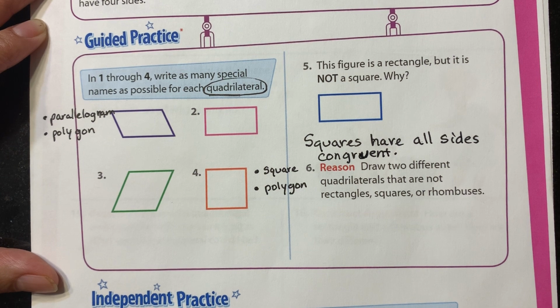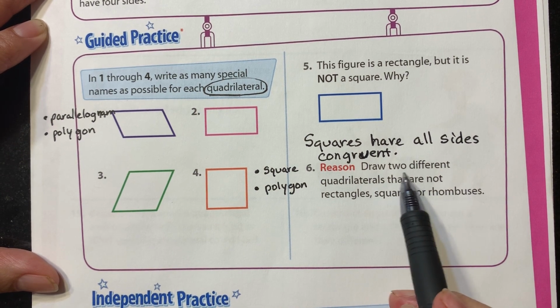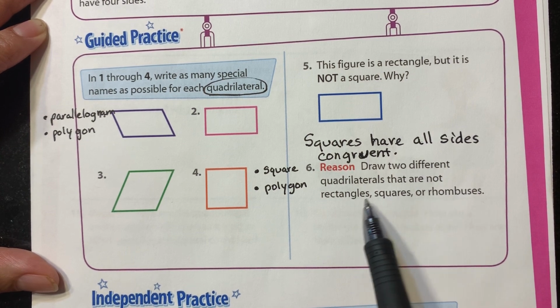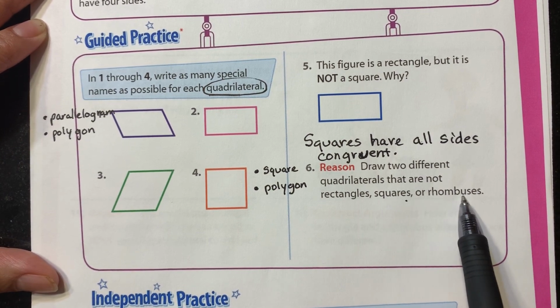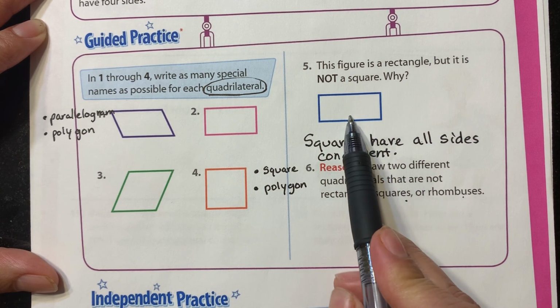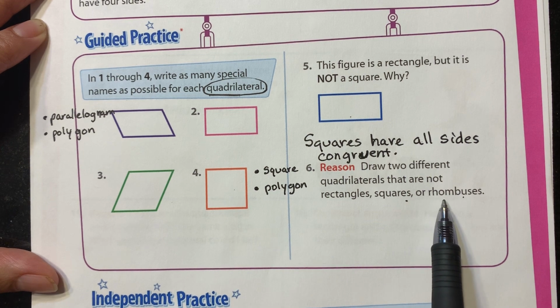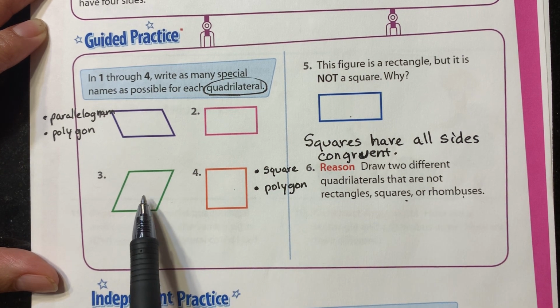Rectangles have opposite sides congruent. The next one is quite simple. All you have to do is draw two different quadrilaterals that are not rectangles, squares, or rhombuses. Well, remember, the rectangle looks like this, the square looks like this, and a rhombus is right here.